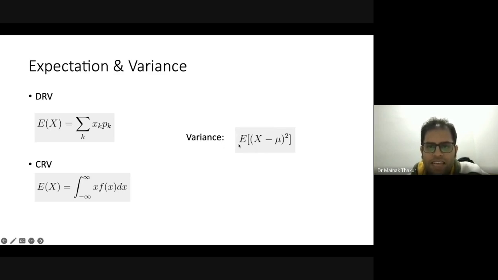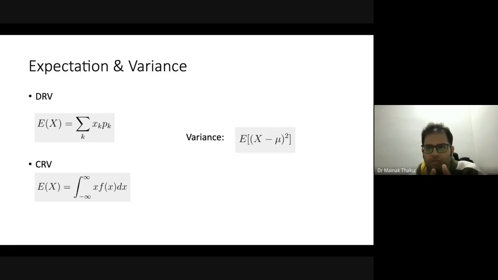I somehow missed it. Variance is the expectation of (X minus mu) whole square. What is mu? Mu is the expectation of X, the mean. So it is the distance between the random variable and its mean, and if you square it, this is another random variable. You can consider Y as a random variable, which is (X minus mu) whole square. Expectation of that random variable is the variance.